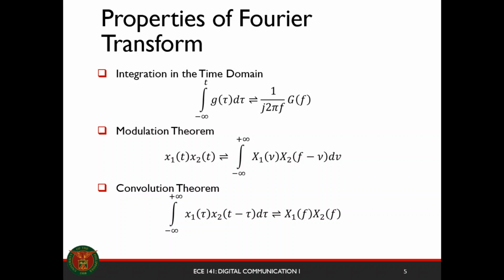Integration in the time domain creates this expression right here. You have a factor of 1 over j2 pi f. And this is actually equivalent to your low-pass filtering.